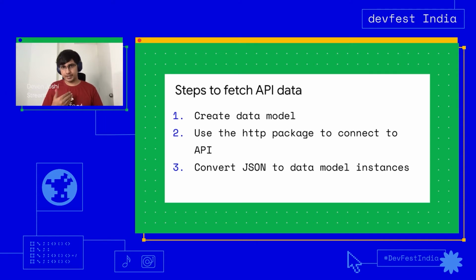So in order of development, first we need to create a data model, which basically says, okay, so these are the characteristics of the data model. So let's see that next.